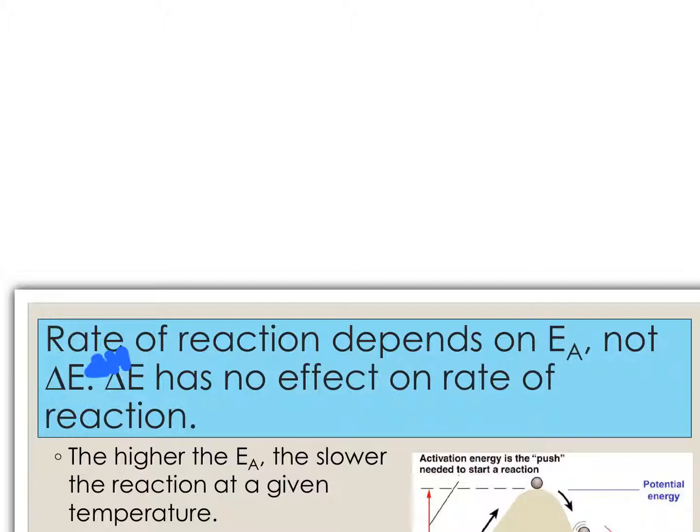Activation energy is going to directly affect the speed of the reaction. The higher the activation energy, the slower the reaction at a given temperature. Well, the higher the activation energy, the less statistically likely each collision is to create a reaction. Okay.